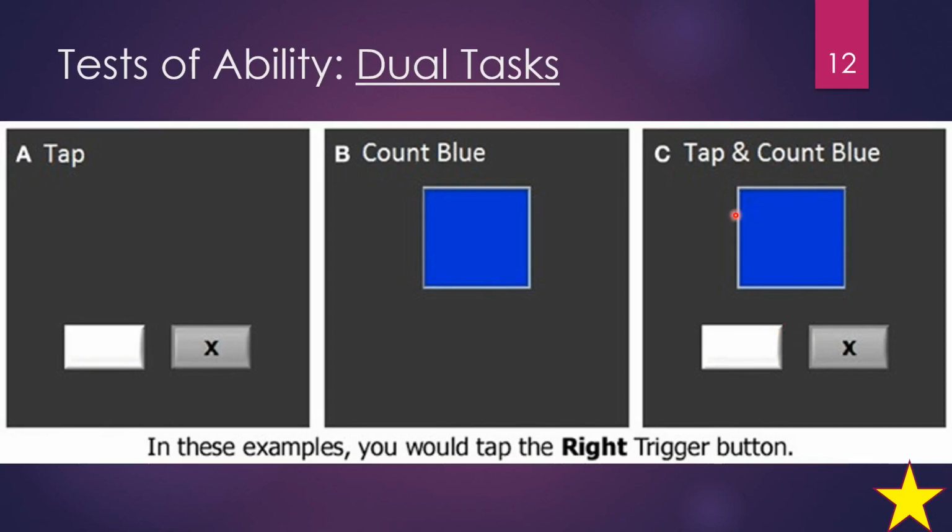I hope that makes sense. It doesn't necessarily have to make sense. You don't really need to remember all of these different little things, as long as you understand what they are. So a dual task, doing more than one thing to see how well they can do those 2 things at the same time, or to see how much attention it takes to do those things.